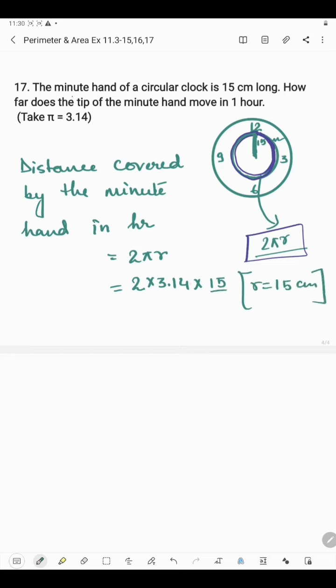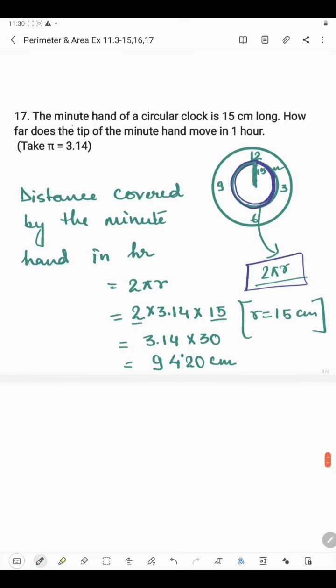Now 2 times 15 is 30, so 3.14 multiplied by 30. Now 0 will remain the same, we multiply by 3. 3 4s are 12, 1 carry, 3 1s are 3, 3 plus 1 is 4, and 3 3s are 9. Now we have to put the point, and the point is after 2 places, so here will be the point. So it's 94.20 centimeter distance that will be covered by the minute hand after 1 hour.